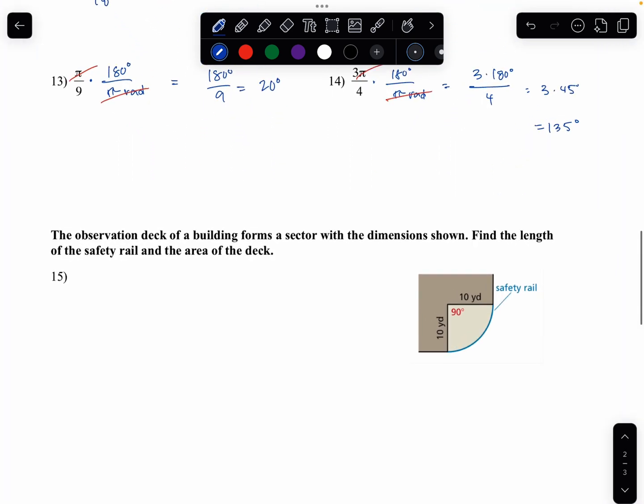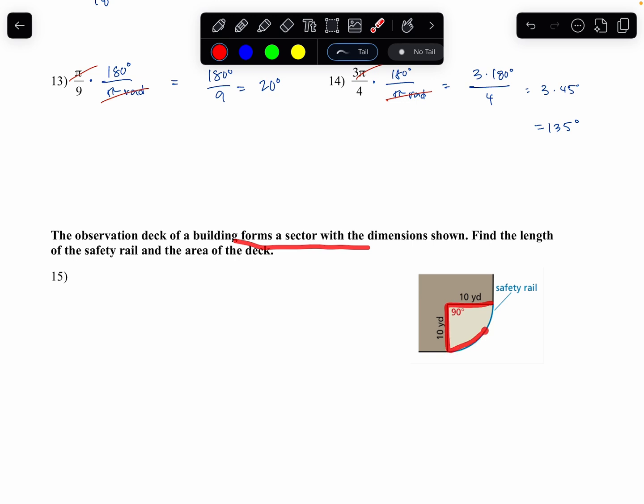All right. And then as for this one right here, the observation deck of a building forms a sector. So here is the sector with the dimensions shown. Find the length of the safety rail. So that would be find this length right here, and then find the area of the deck.